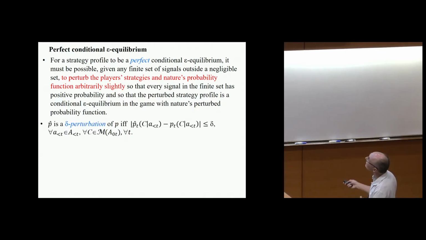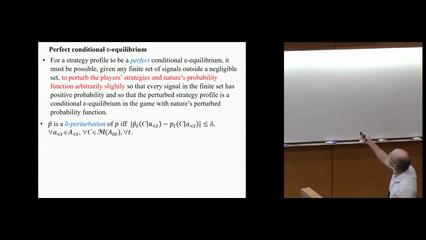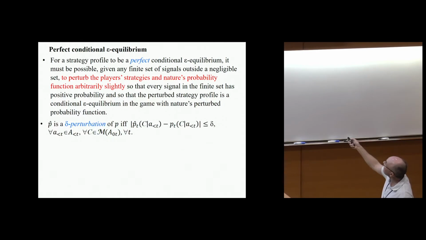Well, again, it's what you would think. So nature's probability function is P, and C is a subset of nature. At date t, nature has some actions that she could take. These are her measurable subsets of actions. So take any measurable subset of actions. You can ask, conditional on the history, what's the probability that nature takes action in that set?